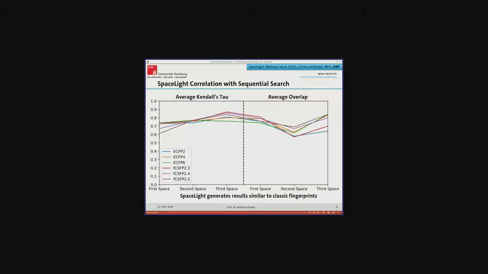So we basically have three example spaces, which are subspaces of the Enamine REAL space. And we have hundreds of test queries, and we calculate the similarity with ECFP fingerprints with different radii, also with our CSFP fingerprints, and it's basically always the same picture here. We have Kendall tau values in the hit lists of around 0.7, which is very high. And the overlap in the top ranking compounds is in the range of 70 to 80% for these spaces.